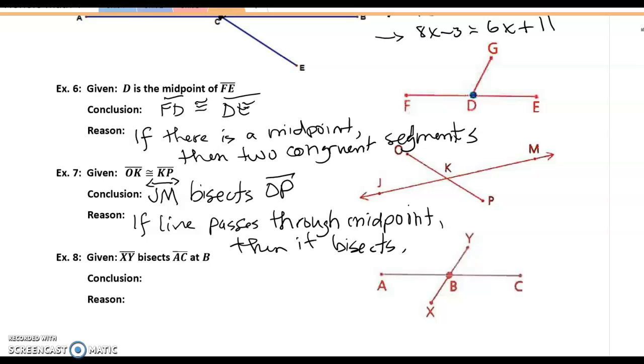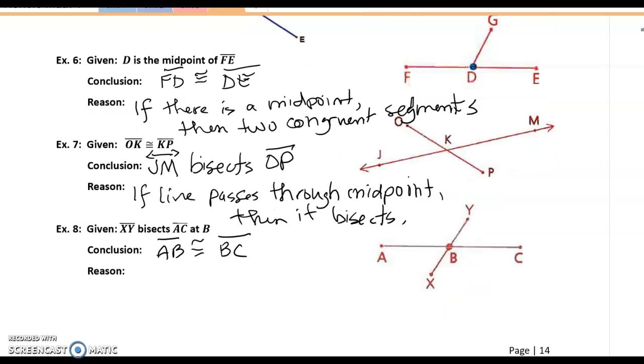Finally, example 8. Segment XY bisects AC at B. What can we conclude? All right, so we need to be careful with a problem like this one. The only conclusion that we can make is segment AB is congruent to segment BC. And given that XY bisects AC at point B, we know for a fact that AB is congruent to BC. The most common mistake that students make here is they're going to say that XB is congruent to BY.